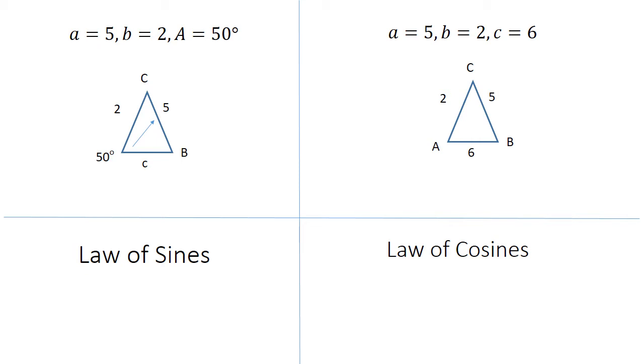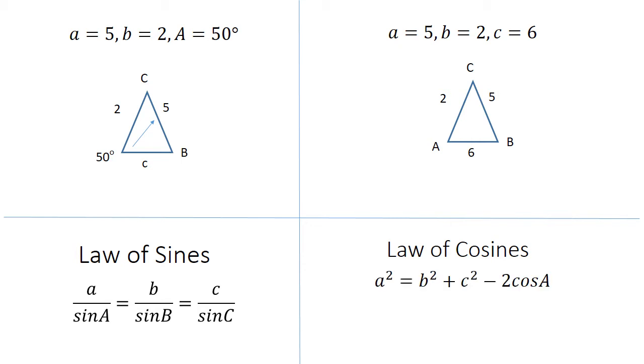This is an example where the law of sines, as we see here, a over sine of angle A equals side b over sine of angle B, and so on. That proportion doesn't work if you only have side measures. So in such cases, we will use the law of cosines. Depending on the information we've been given, we will apply one of these three relevant laws.